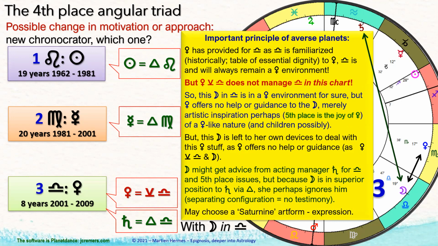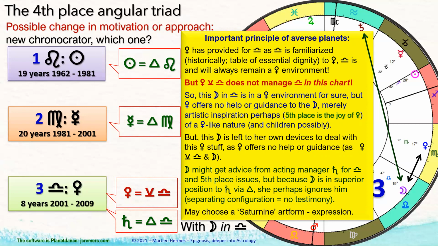Venus historically has provided for Libra as being a sort of Venus-like place. So Libra will always remain a Venus environment for the moon or for whichever planet is in that place. But because Venus is in aversion to it in this chart, and solely in this chart, Venus does not manage the issues of the fifth place.